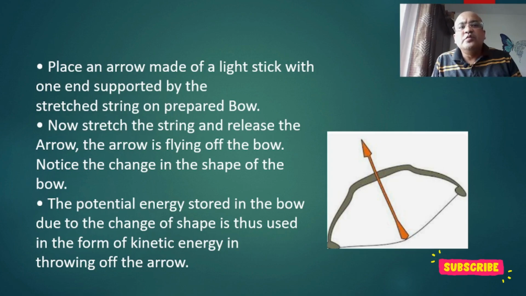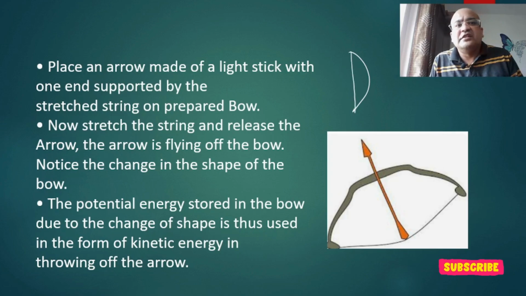Now we need to stretch the string. Suppose you have got a bow and this is the string. So you need to stretch the string and put the arrow like this. Now stretch the string and release the arrow. The arrow is flying off the bow.